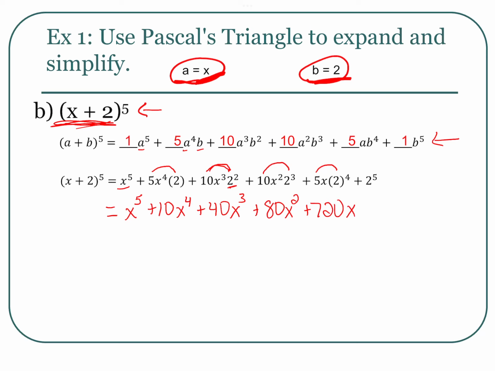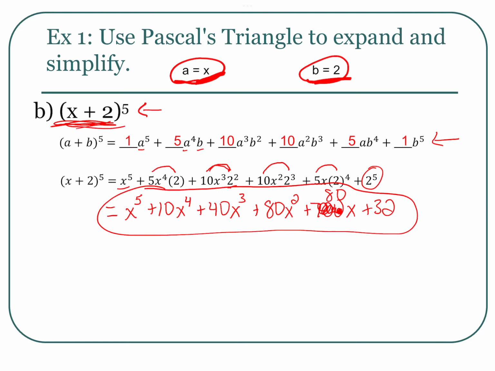Oh wait, that is not right. 5, 10, 40, 80, that's not 720. Scratch the 720 right here, it's 80 again. Don't know where I got my 720. And then 2 to the fifth is plus 32. So this would be our answer.